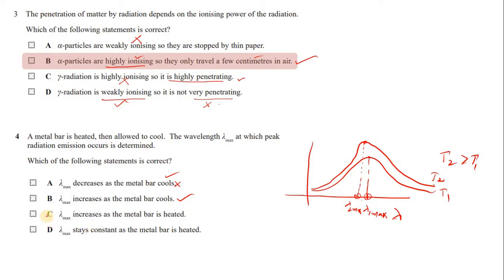And let's see the other two options. Lambda max increases as the metal bar is heated. No, I told you lambda max decreases as temperature is increased. So this is a wrong statement. Lambda max stays constant. It does not stay constant, it must change. In fact, it decreases. So this is wrong. The only correct option is B. So B is your option.